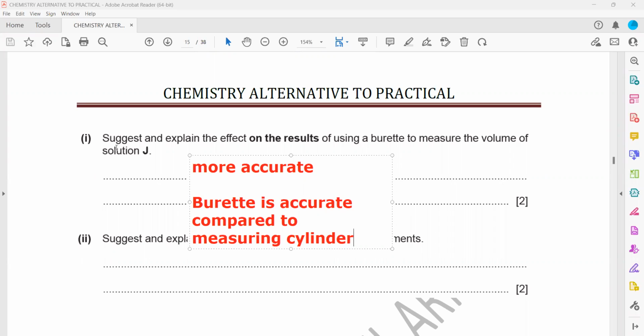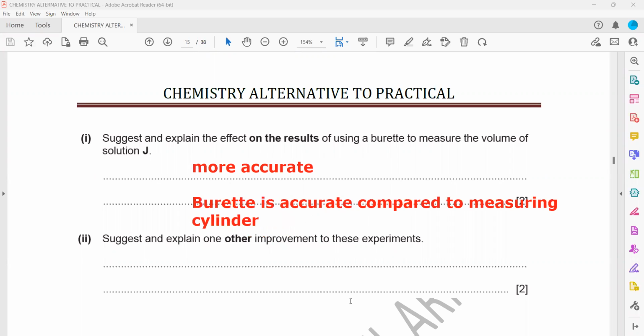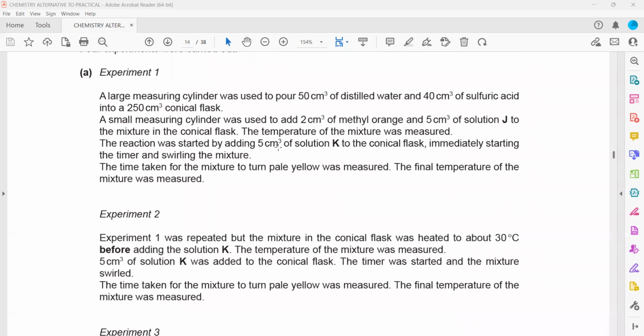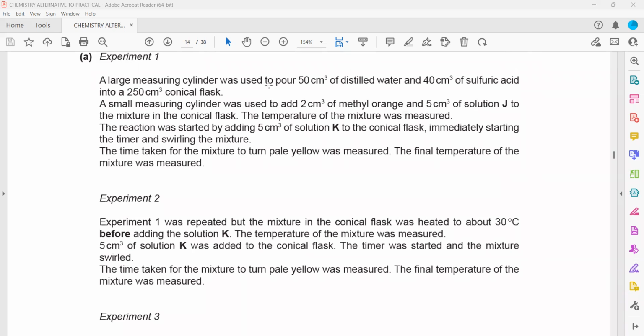So just explain one other improvement for these experiments. What actually is happening in this experiment? In this experiment, we are mixing the two substances with each other. What we want in this one, because see, what we did here, we mixed the two solutions. If you check the beginning of the question, we mix the two solutions and we are investigating how the temperature can affect the rate here.